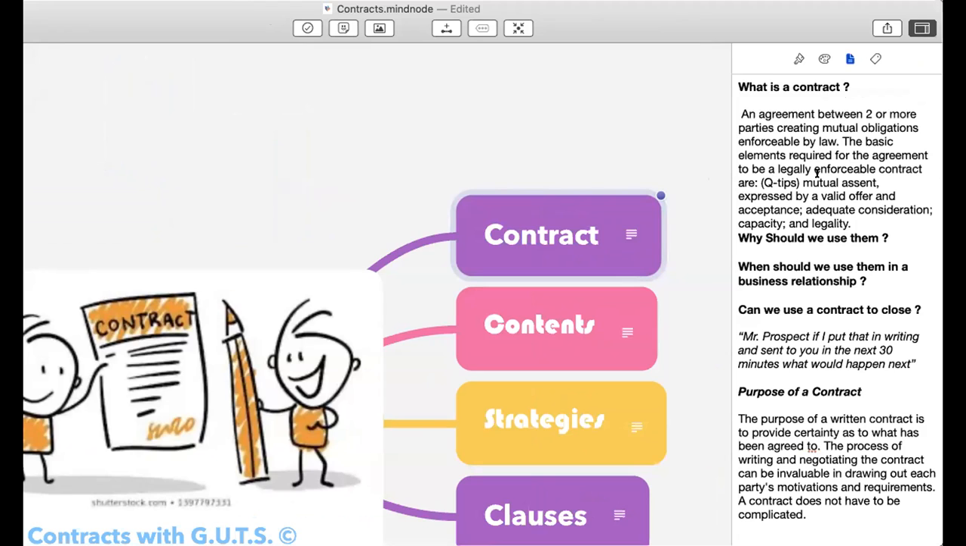In a little while. We need mutual assent. And if you have background noise, just mute yourself, please. Mutual assent expressed by a valid offer and acceptance. Adequate consideration. What is consideration?